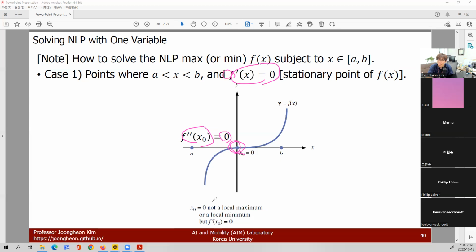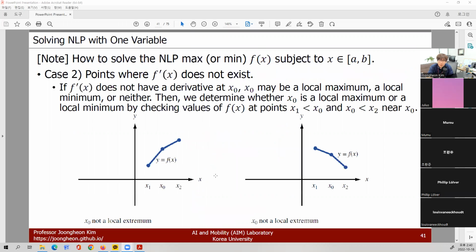In that case, we have to consider the function value at A or at B as the minimum or maximum. You have to put A and B into this function and calculate the value, and you see whether there is a maximum or minimum. That's the way you can try to get the maximum or minimum for the given function.